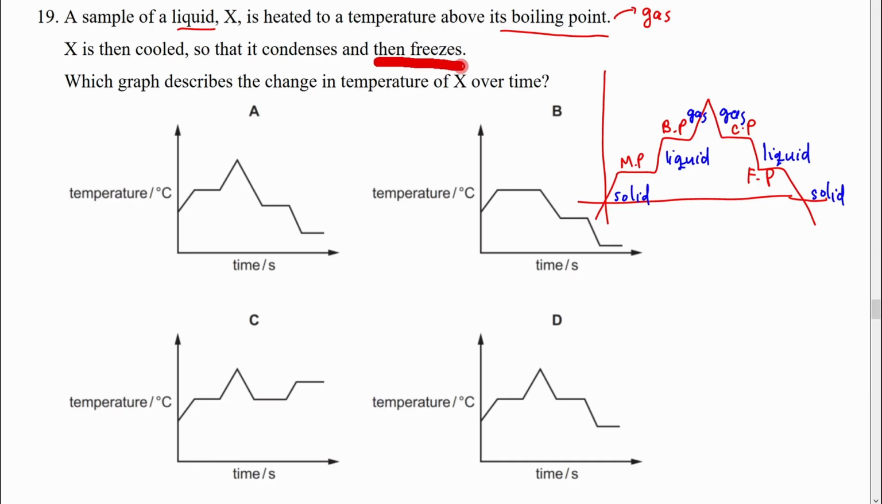So which graph describes the change in temperature of X over time? It is the same as the graph at D. So the correct answer is D.